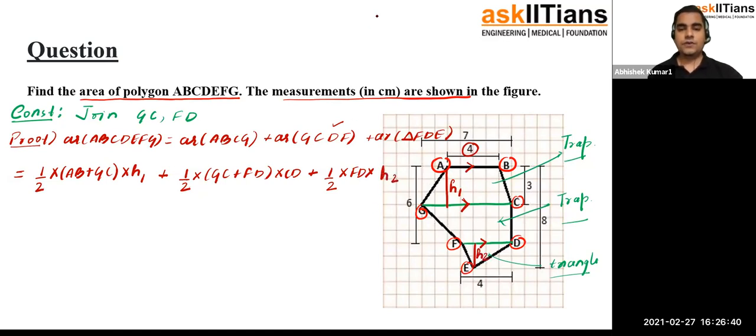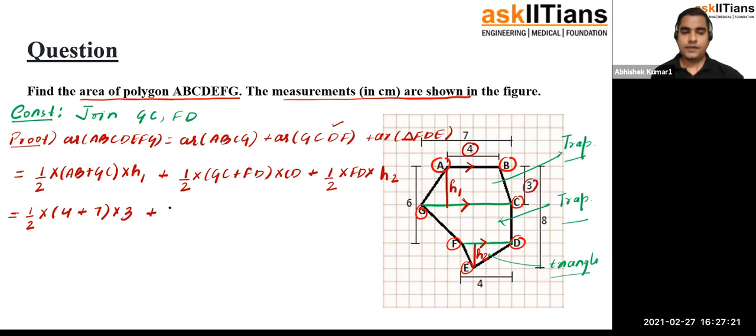Now we have to substitute the values of these, like AB, GC, H1, GC, FD, CD, FD, H2. And you have to be very, very careful when you substitute these values, because even if you substitute one incorrect value, your answer is going to be incorrect. So be very, very careful. So let us substitute the values. You will get 1/2 multiplied by AB plus GC. AB is 4. GC is equal to 7. What is H1? I'm talking about this height, H1, which will be equal to 3.